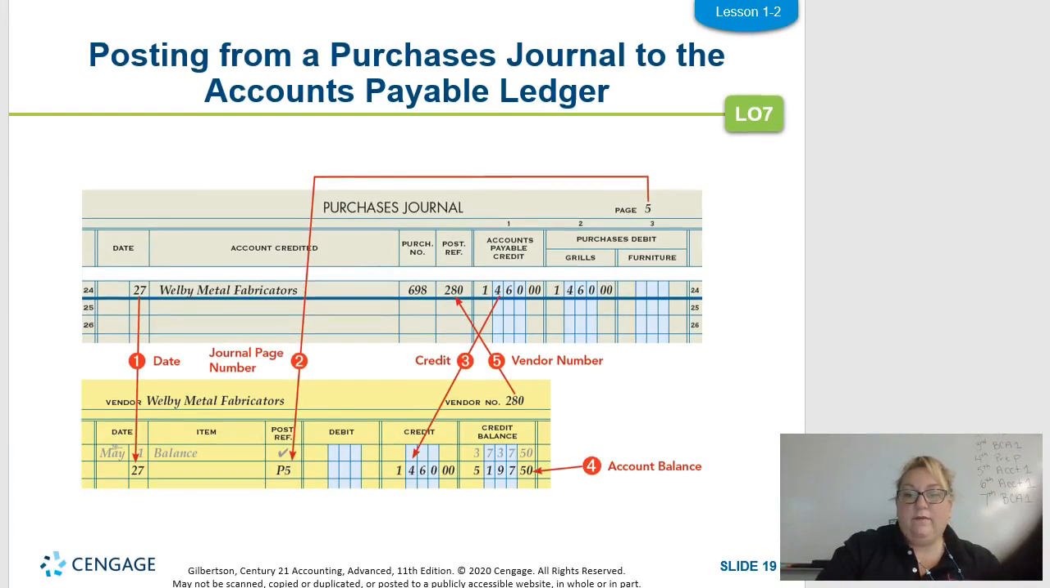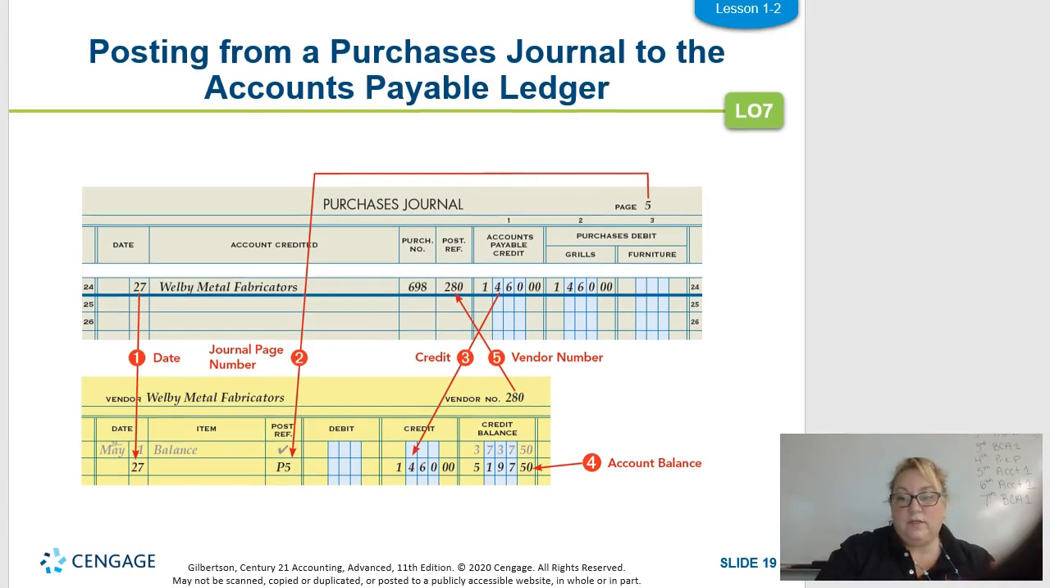So taking that information from the journal and updating individually. Remember, we post individuals every week. We post totals at the end of the month. So individuals, so we'd go to Welby, that's why you see Welby. We'd post Welby every week. We post the totals to the accounts payable credit column and purchases debit columns at the end of every month. So that hasn't changed. This is all kind of review.